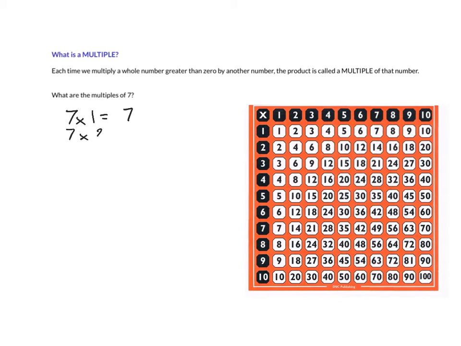7 times 2 equals 14. 7 times 3 equals 21. 7 times 4 equals 28. And so on. It goes on and on and on. It's infinite.